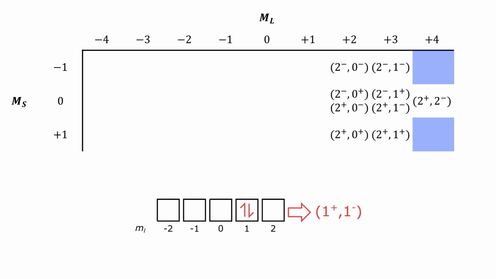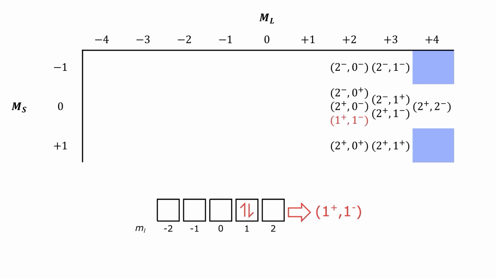It can also be done by putting 2 electrons in the plus 1 orbital, giving a third microstate with the ML value of 2 and the MS value of 0. And remember, it will only add a microstate to ML as 2 and MS as 0 due to the Pauli exclusion principle, as the electrons must have opposite spin if they are to be in the same orbital.